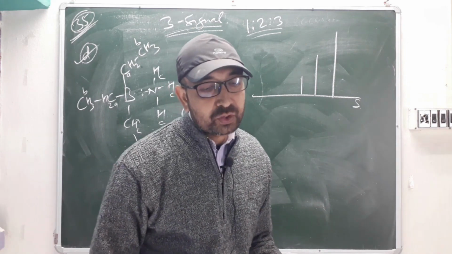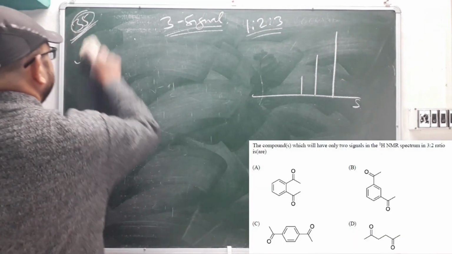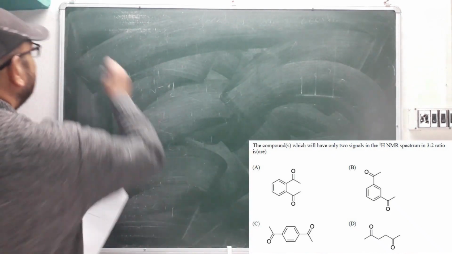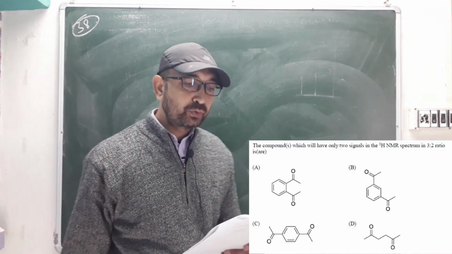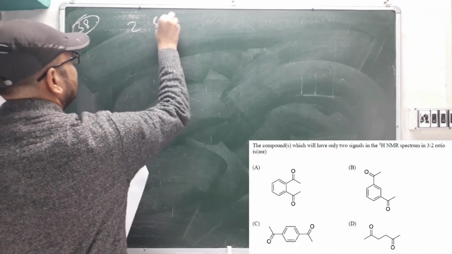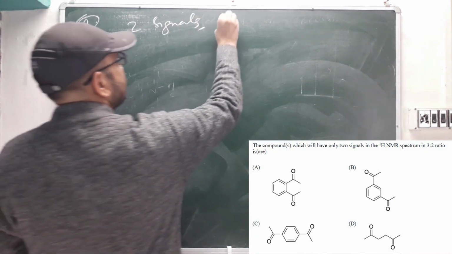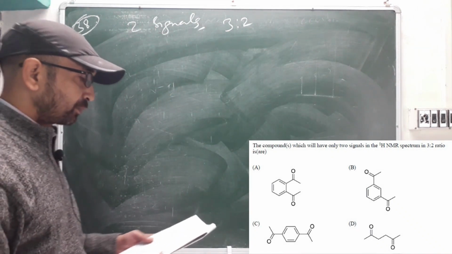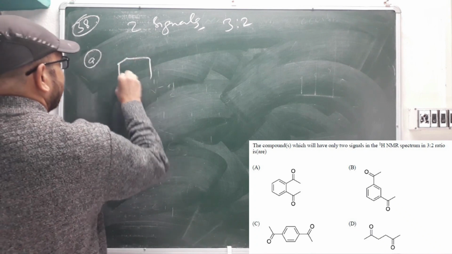Okay, now question number, it is 2020, question number 38. The compounds which will have only 2 signals in the proton NMR spectrum in 3:2 ratio. Okay, 3:2 ratio is R. All the examples you have to solve one by one. So first, fatafat we'll solve it. It won't take much time.